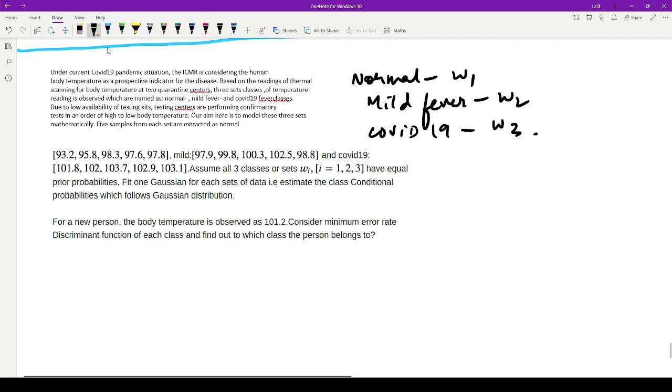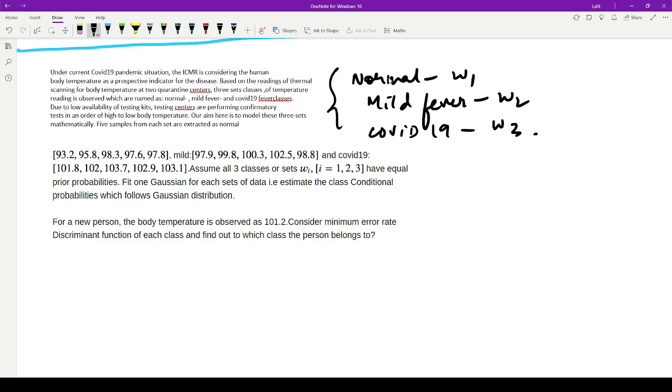I'll read out the question. So we had enough of COVID. I guess everyone is fed up of it. The ICMR considered human body temperature as the prospective indicator for disease, and based on the thermal reading of the body, at the two quarantine centers, they decided that they'll classify the body temperatures as normal, or mild fever, or having COVID-19.